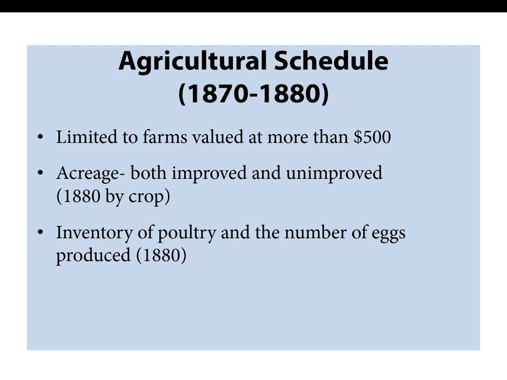They want to know all of the crops that are being planted on that particular acreage. They want to know an inventory of the poultry and the number of eggs that are produced by 1880. Also, farms that are included on the 1870 and 1880 schedule, those are farms that are worth over $500. So again, if your ancestors are going to be included on this, they need to have a sizable farm to be enumerated in this particular schedule.